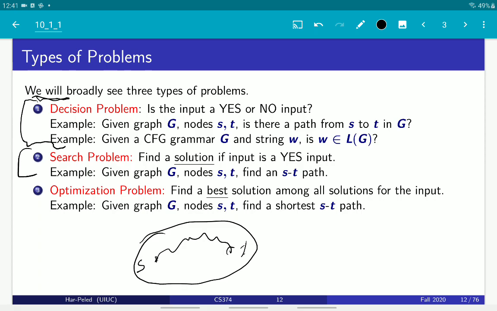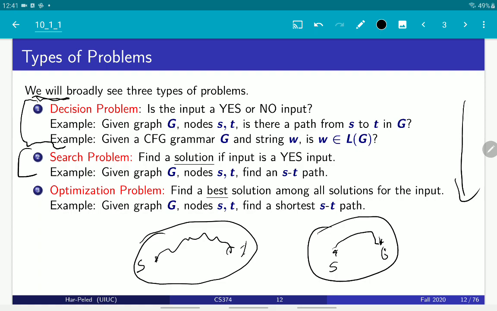Optimization is the next level. Optimization says, well, we have a graph, we have two vertices in it. Find the shortest path between the two vertices. So don't just give me a path between them, but give me the shortest path. And clearly, those problems go upward in difficulty: decision is easier than search, and it's easier than optimization.